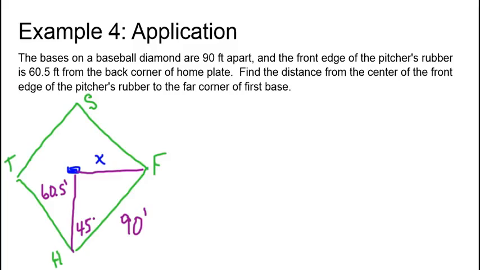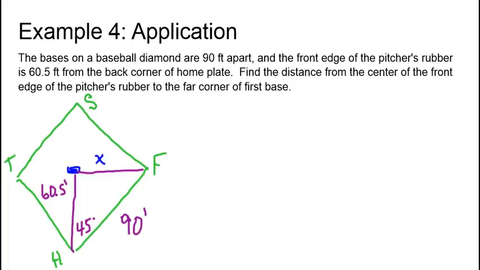Example 4 is an application problem. The bases on a baseball diamond are 90 feet apart, and the front edge of the pitcher's rubber is 60.5 feet from the back corner of home plate. Find the distance from the center of the front edge of the pitcher's rubber to the far corner of first base. Some key pieces of information: the distance from home to first is 90 feet. The distance from home to the pitcher's mound is 60.5 feet.